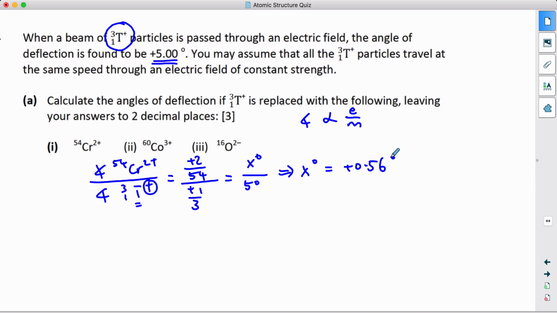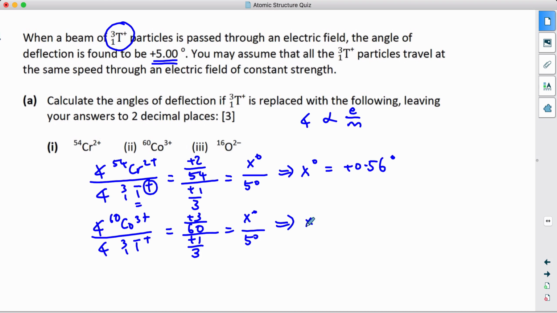If you do it for cobalt, angle of deflection for cobalt 3+ over the angle of deflection of T+. The charge is plus 3, the mass is 60, the charge is plus 1, the mass is 3. I don't know this angle, but I know this is 5 degrees. Work it out, x will be equal to plus 0.75 degrees.